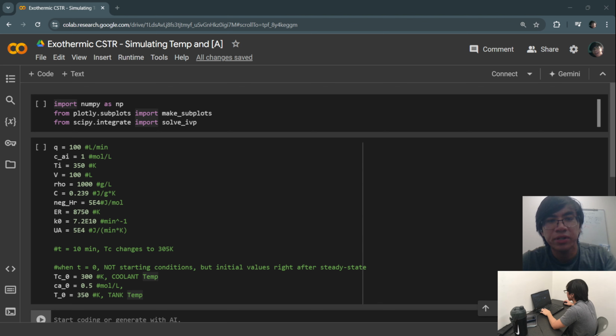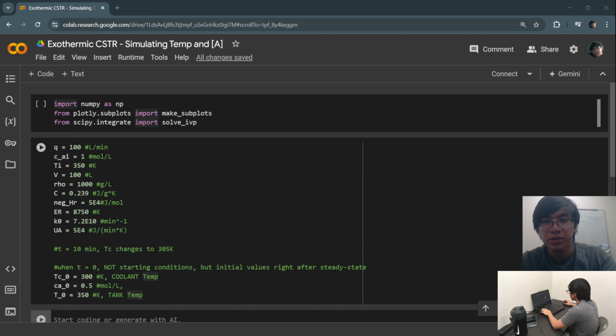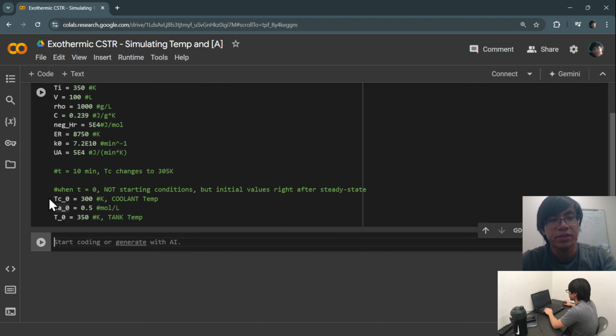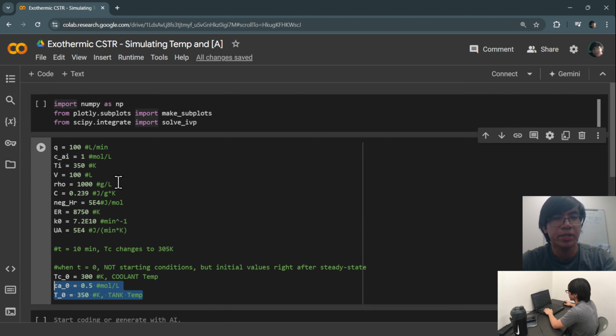Hopefully this is moving. Let's just check. Okay, we're moving. Awesome. And still recording and audio. Perfect. So again, I like to sort these out. I had a little bit of trouble when I was practicing where I was mixing up the initials. So there's the difference between our initial parameters. I note them as ti, with an i, versus when t equals 0, right after steady state. And these are the parameters we'll use for our initial guesses in solve_ivp.